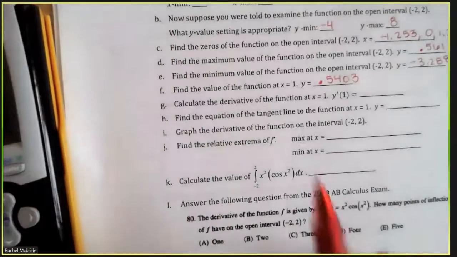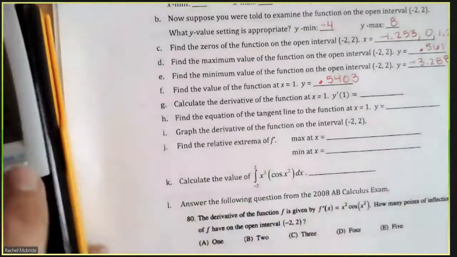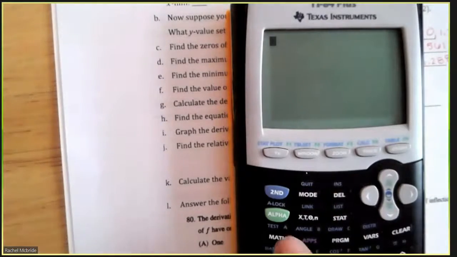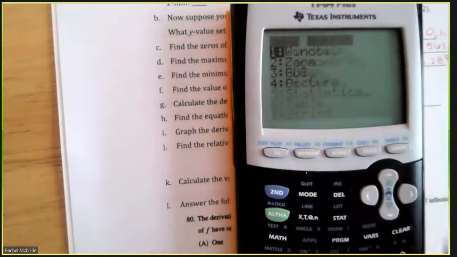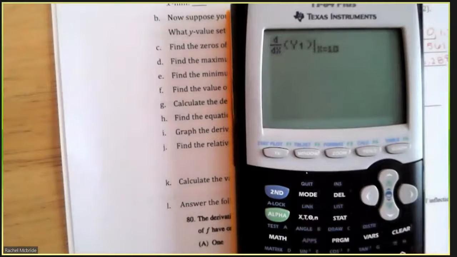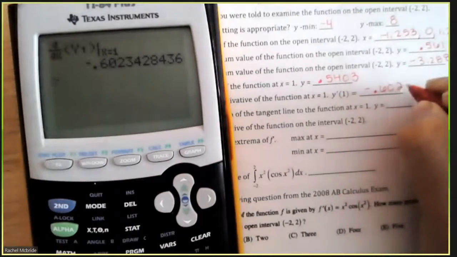And then it says calculate the derivative of the function at y prime of 1. So remember, our function's in y1, so I'm just going to hit second quit, math 8. So I get my derivative. I'm going to hit d dx, vars, y vars, function y1. And then we're evaluating at 1, so I'm going to plug a 1 in there and hit enter, and I get negative 0.6023.